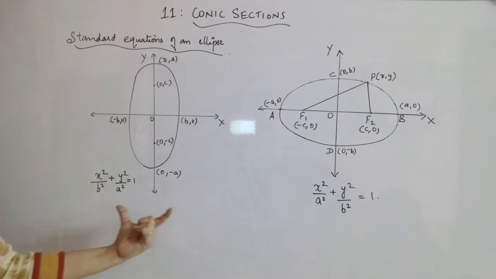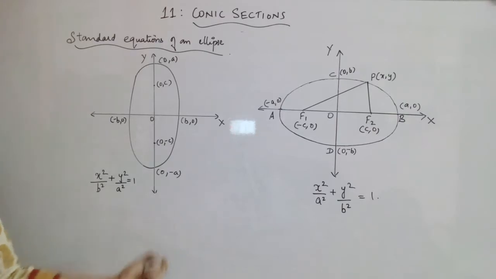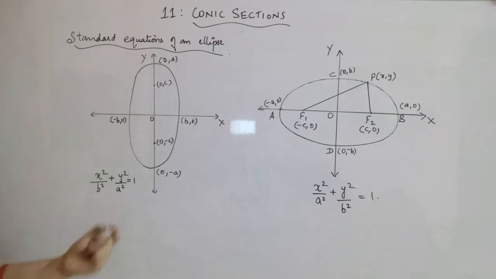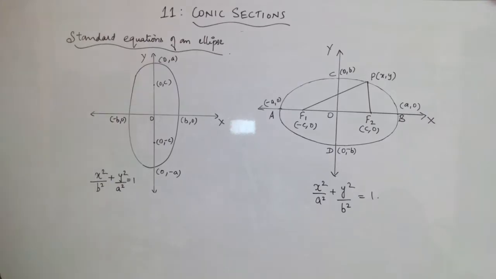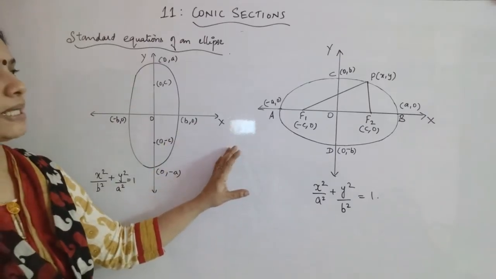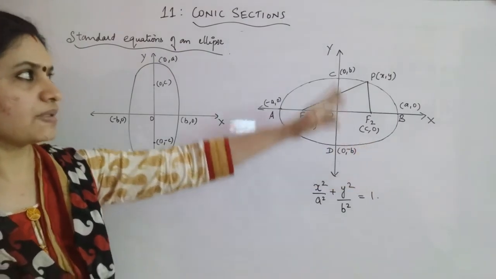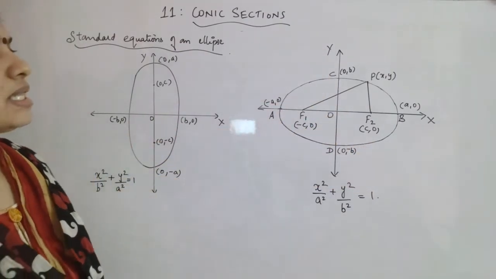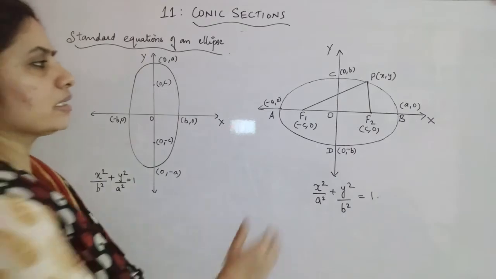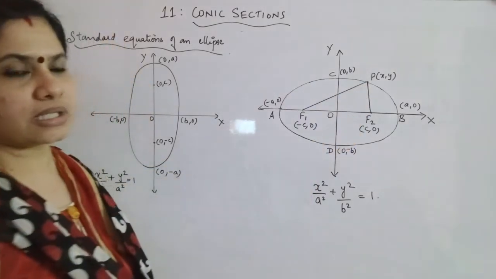So these are the 2 standard equations of the ellipse. x square by a square plus y square by b square equal to 1, or you can have x square by b square plus y square by a square equal to 1. Now the ellipse will always be symmetric with respect to its coordinate axes. That means with respect to the x and y axes, the ellipse will be symmetric. That means these four parts will be symmetrical in shape.